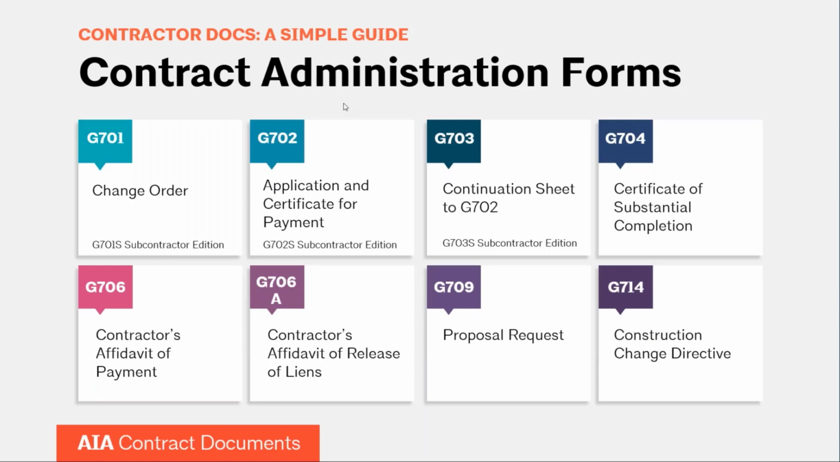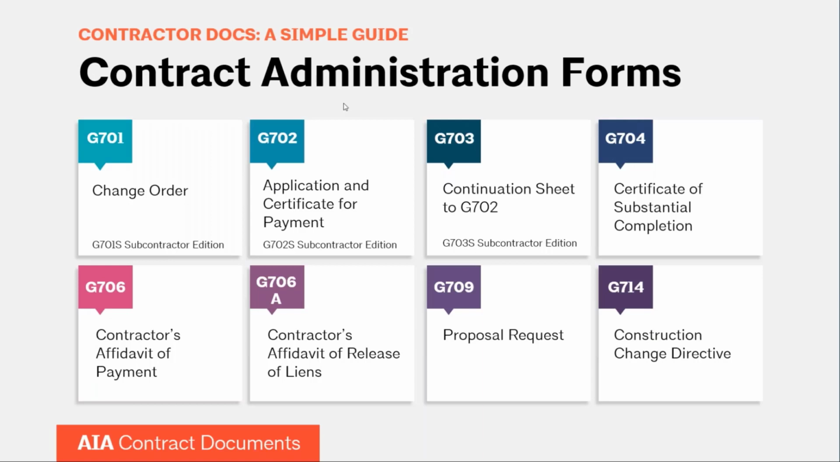We don't publish a lien release itself because requirements vary by state for the release or waiver of liens. So these documents, and this document in particular, G706A, is an affidavit. So it's not actually the lien release in and of itself. You still need that lien release, and you would attach it to that affidavit along with the final request for payment.